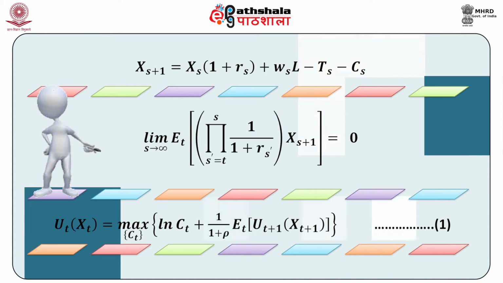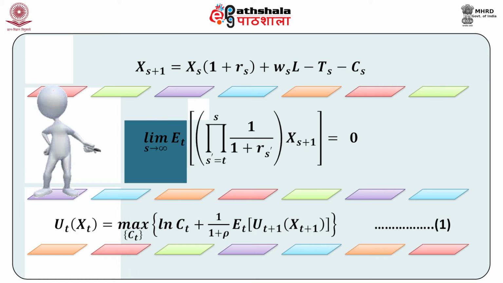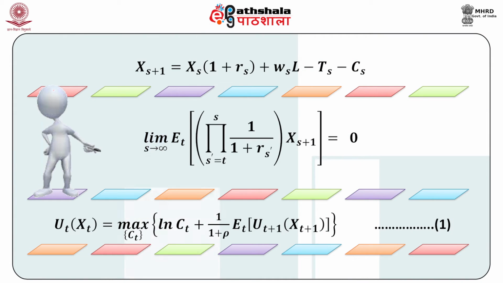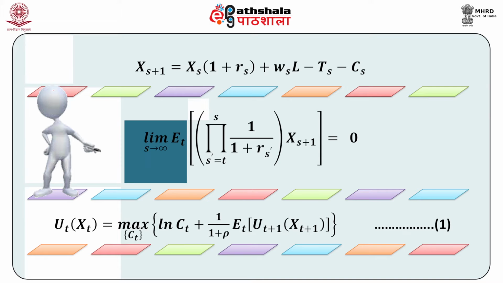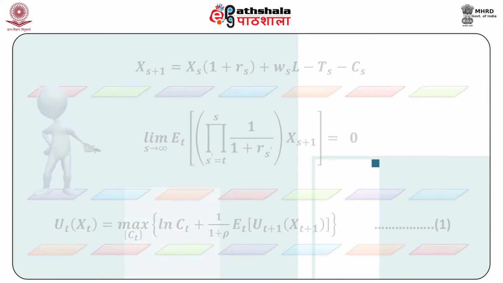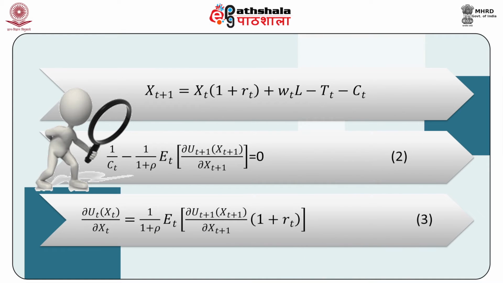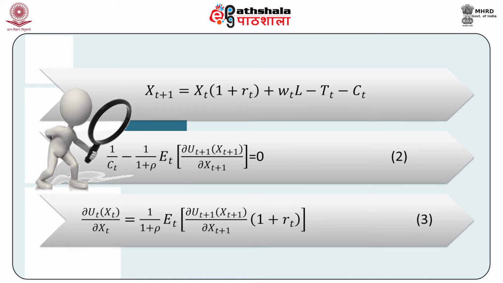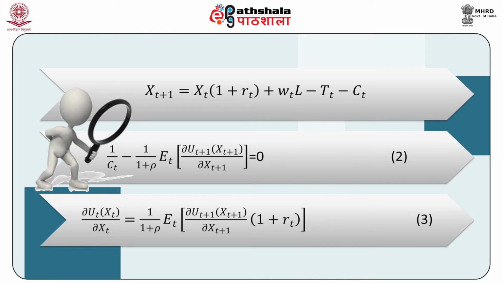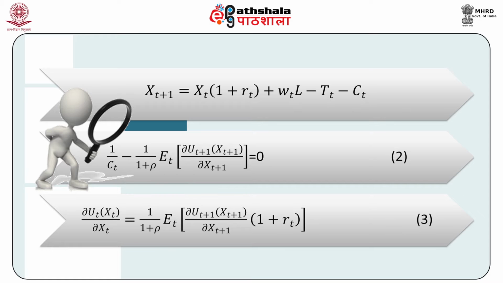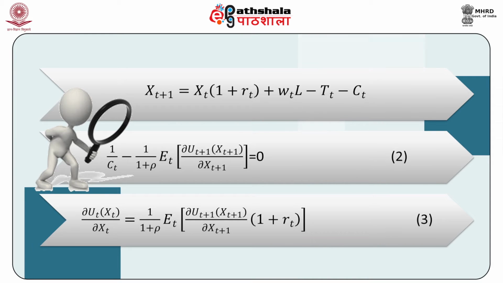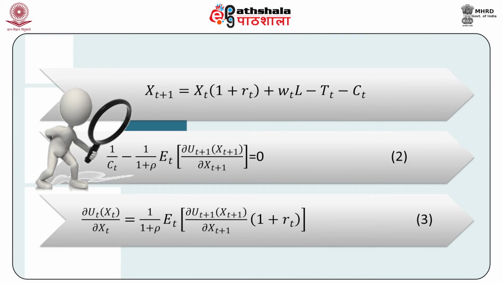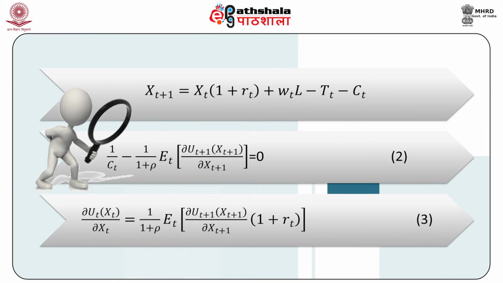Thus, the maximization problem of the household can be written as U_t(x_t) is equal to the maximum over c_t of log c_t plus 1 upon (1 plus rho) E_t multiplied with U_(t+1)(x_(t+1)), subject to the constraint x_(t+1) is equal to x_t (1 plus r_t) plus w_t times l minus T_t minus c_t. The first order condition for c_t is 1 upon c_t minus 1 upon (1 plus rho) times E_t of the derivative of U_(t+1) with respect to x_(t+1), which must be equal to 0.